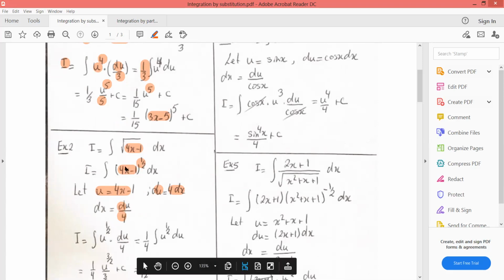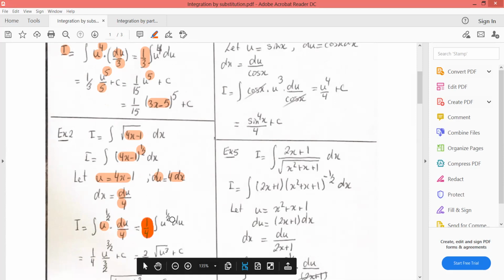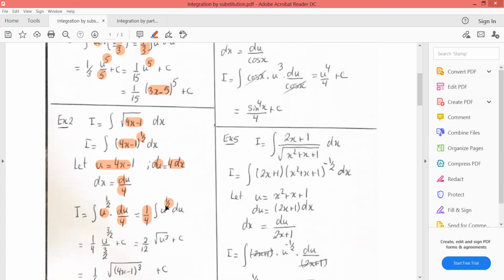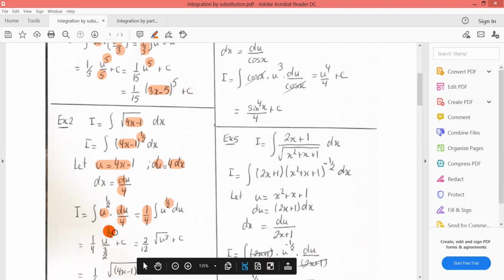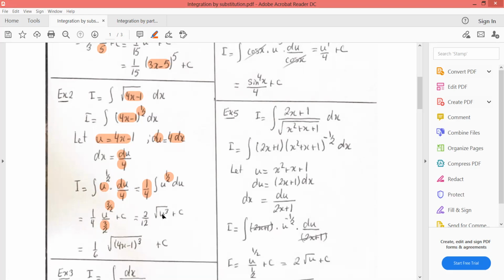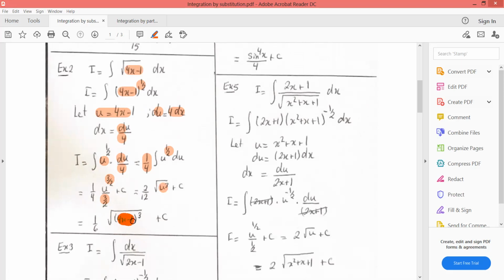Then I equals (4x minus 1), I call it u to the half. dx is du over 4. This 4 is a constant and it is in the denominator. So 1 over 4 integral u to the half. We add 1 to this power and we divide by the same power. Half plus 1 is 3 over 2, over 3 over 2. 1 over 4 with 3 over 2 gives us 2 over 12. This one I change to radical u cube plus c. Then we replace u by 4x minus 1, cube.